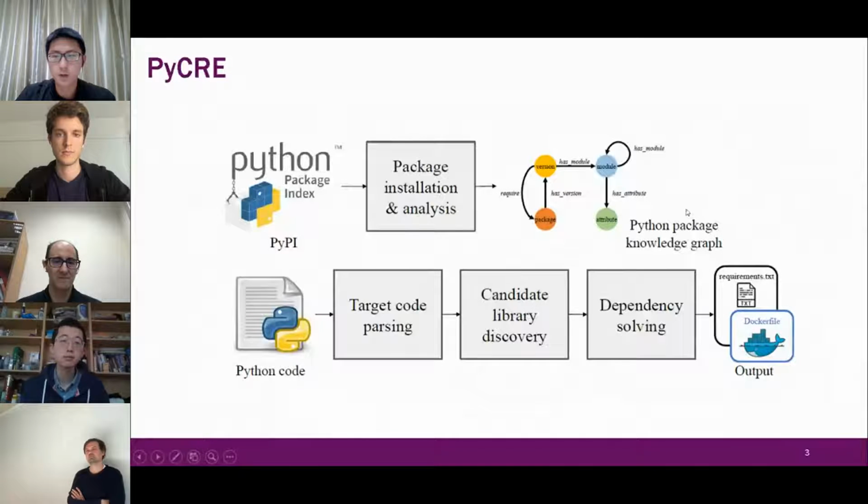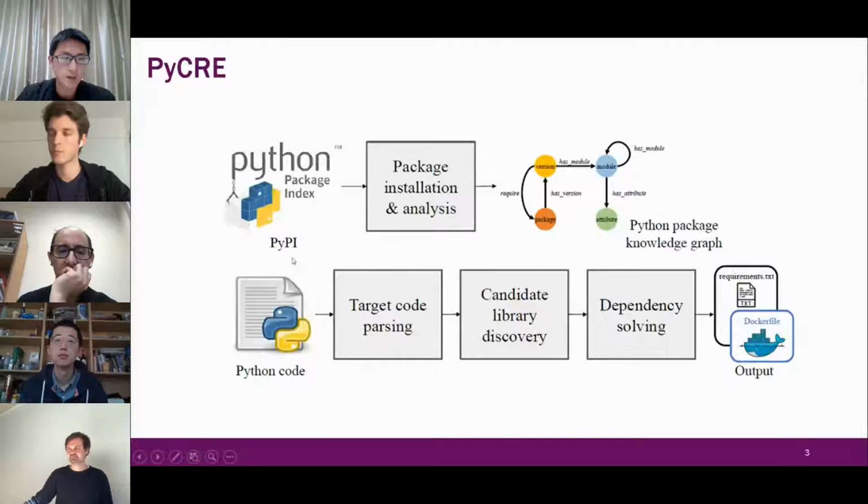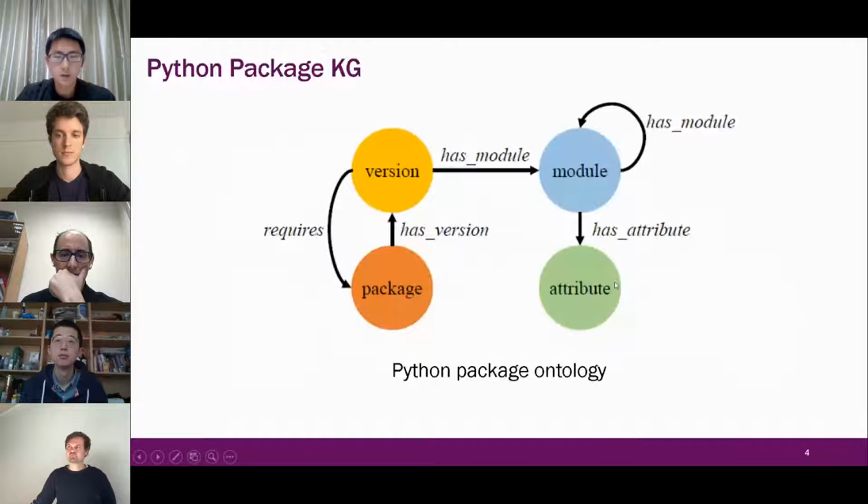This is an overview of our approach, PyCRE. The upper portion of the figure shows the construction of our Python package knowledge graph, which maintains a great deal of domain knowledge. And the bottom portion shows the automatic inference of compatible runtime environments. We design an ontology for Python third-party packages to represent the relationships between the entities in the real world. New to our work are the submodel, attributes node, and the requires edge, which indicates the direct dependencies of the versions.